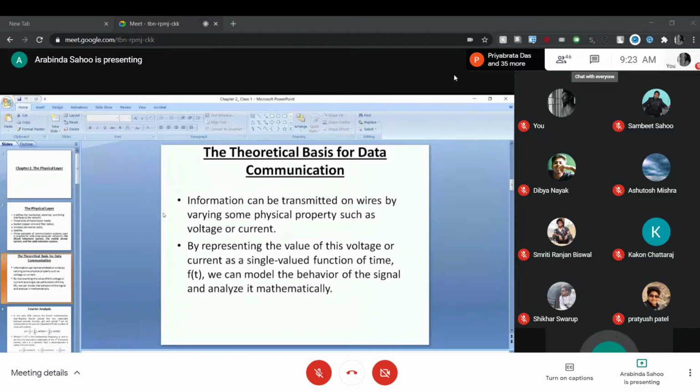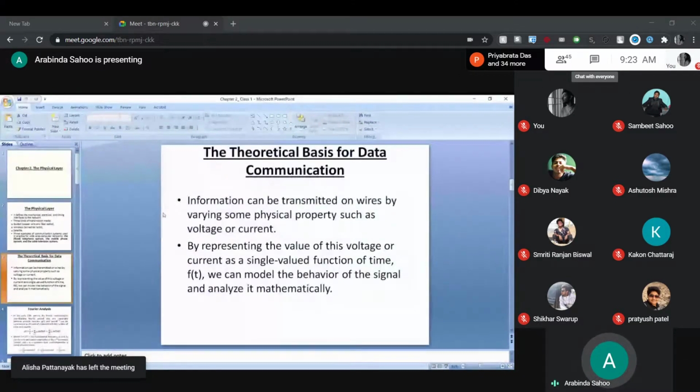So simply write down what a signal is. Signal is any physical quantity, so far as an electrical signal is concerned, either voltage or current, which varies with respect to time. This voltage or current is a type of signal, and it is a single valued function of time, which can be represented as f of t.